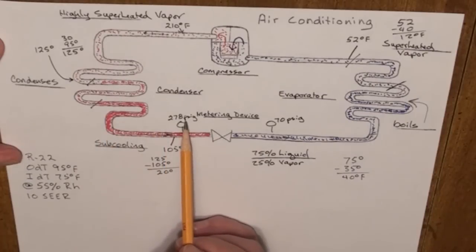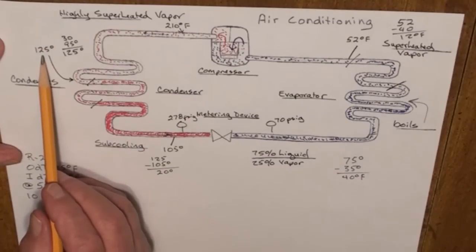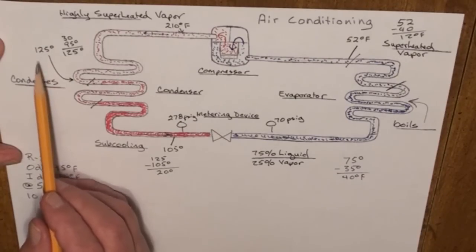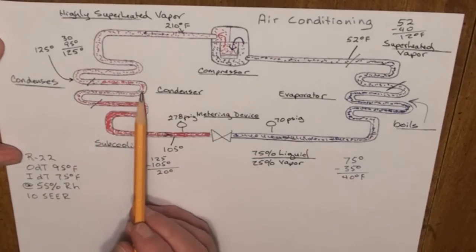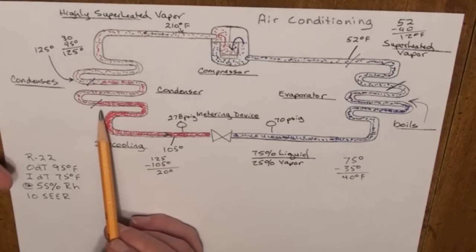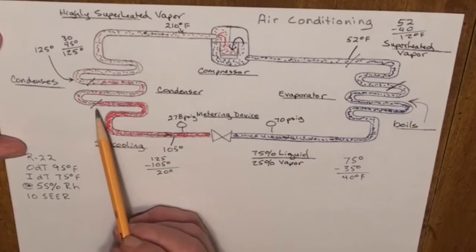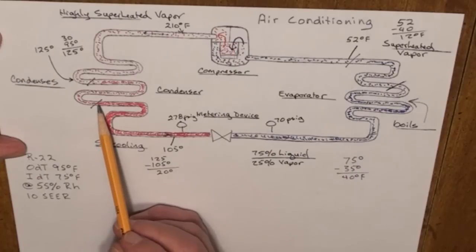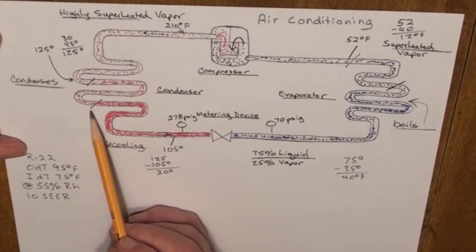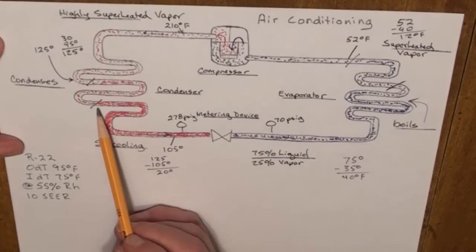At 278 PSIG, the refrigerant will condense back into a liquid at 125 degrees, and its temperature will not change. We're rejecting BTUs, but there's no change in the measured temperature. Once we're about 90% of the way through the condenser, there's no more vapor left to condense into a liquid. We have a pure liquid.